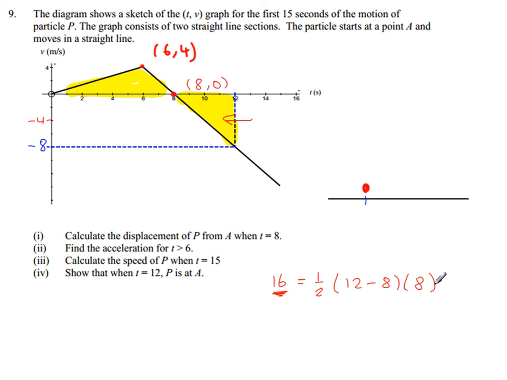So let's see if that balances. So 12 minus 8 is 4 times that 8, 32 divided by 2, 16, yes. So if the area here is 16 and the area here is 16, when we look at displacement, anything above the horizontal axis is positive, anything below is negative, so if you add them together you get 0, a 0 displacement, so p is back at a.